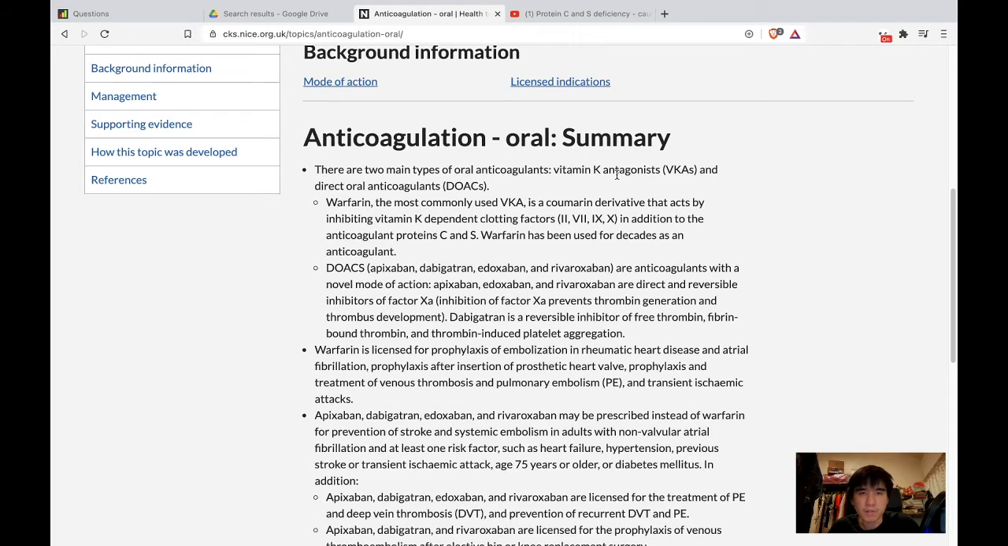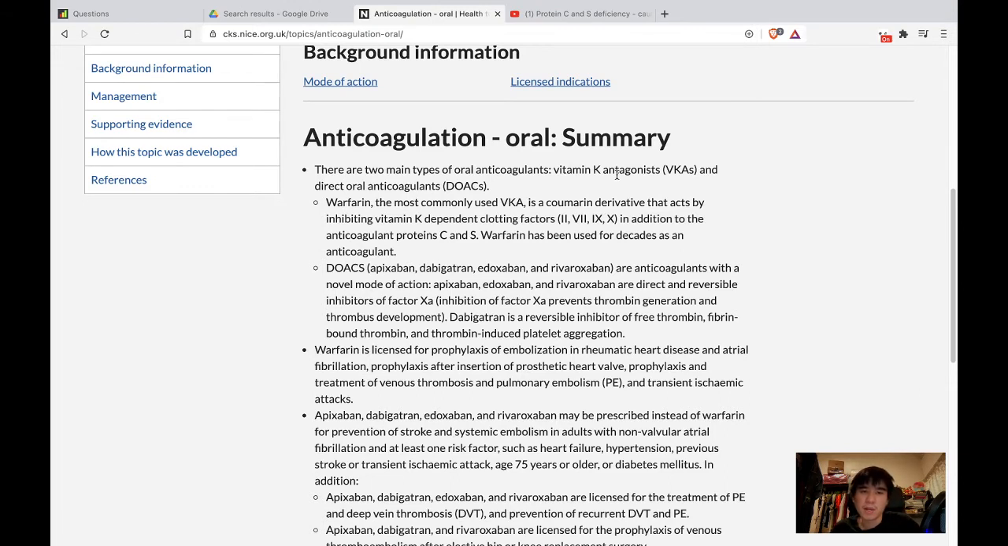Anticoagulation summary. There are two main types of oral anticoagulants: vitamin K antagonists (VKAs) and direct oral anticoagulants, the DOACs. Warfarin, the most common VKA, is a coumarin derivative that acts by inhibiting vitamin K dependent clotting factors 2, 7, 9, and 10, in addition to the anticoagulant proteins C and S. Warfarin has been used for decades as an anticoagulant.